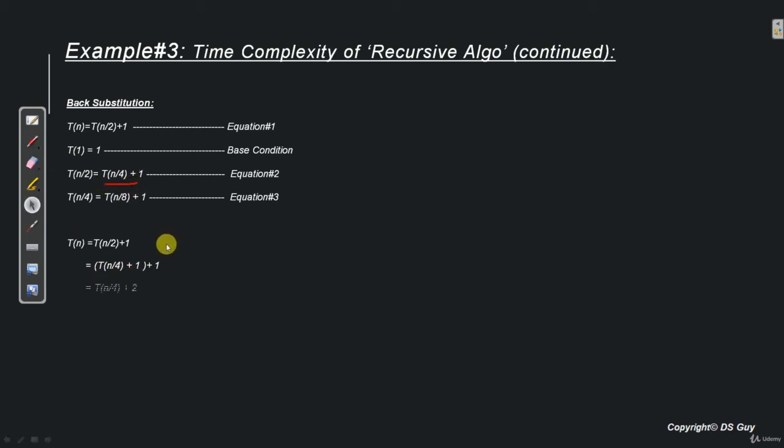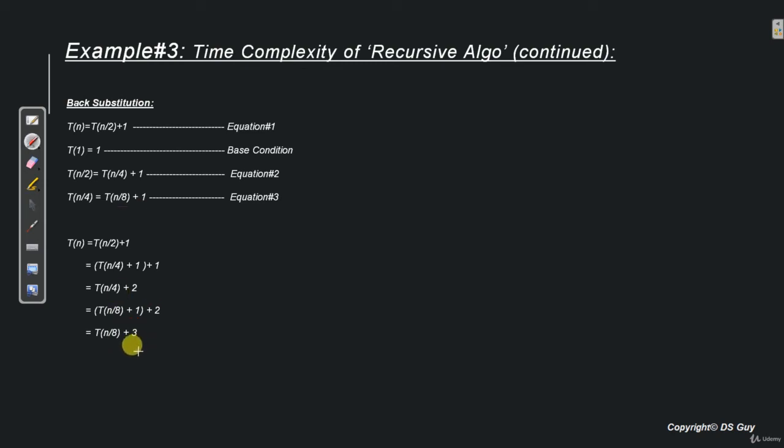Now we will do some arithmetic. So it turns out to be T(n/4) + 2. The next step is again to replace the value of T(n/4) from equation number 3. So T(n/4) is equal to T(n/8) + 1. Here we have put the same value, T(n/8) + 1, and this 2 comes here as it is. Now let's do some arithmetic. So it becomes T(n/8) + 3.